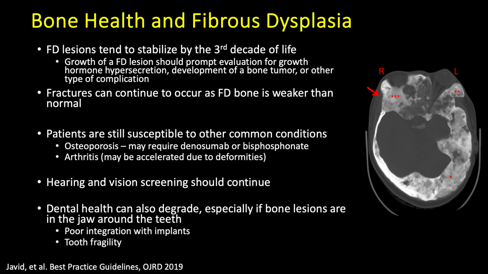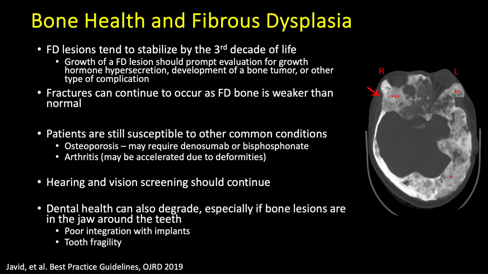And not only do we think about fibrous dysplasia, but patients with fibrous dysplasia and McCune-Albright are still susceptible to the same common conditions that all of us are susceptible to. And these are things like osteoporosis. They may require medications to manage the osteoporosis and the bone thinning, especially as patients get older, and arthritis, which can be accelerated sometimes due to the deformities as well as changes in the bone. It's really important for things like hearing and vision screening to continue, and dental health can also degrade over time, especially if the bone lesions in the jaw are around the teeth. So you can sometimes have difficulty with integration with implants and tooth fragility. And so a lot of this, as you can see, comes all together related to the fibrous dysplasia.